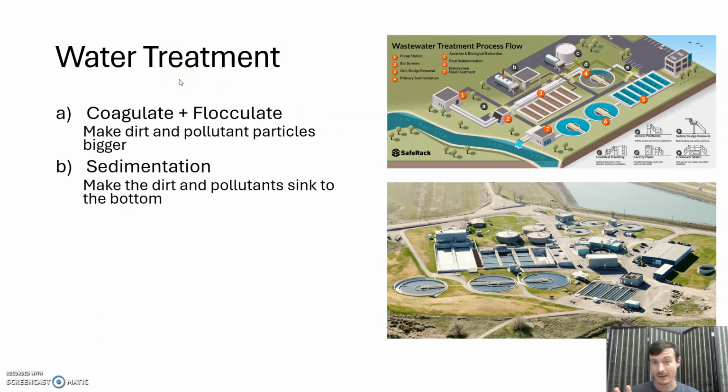So the first thing, they call it coagulation and flocculation. What does this mean? Essentially, you want the particles of dirt and toxic stuff and waste to get larger. If they're too small, then you can't filter them out at a later stage. So the first thing is you want to make these things stick together. You want them to get bigger.